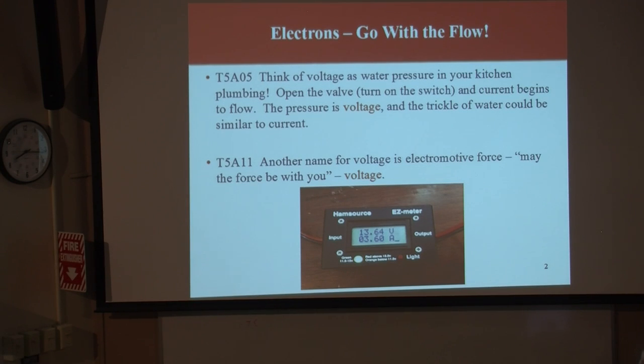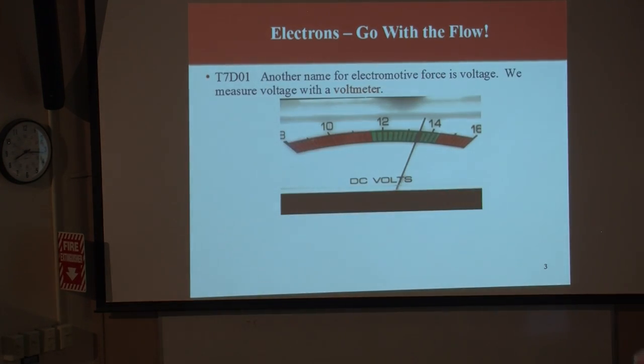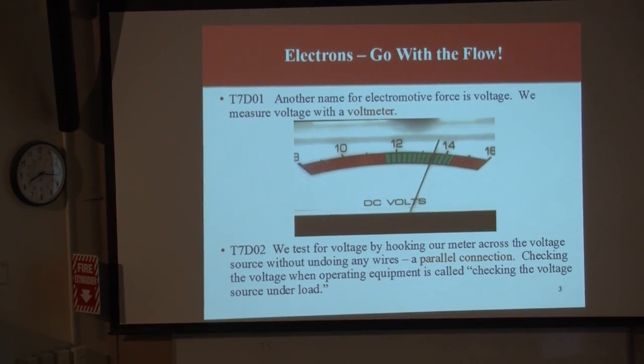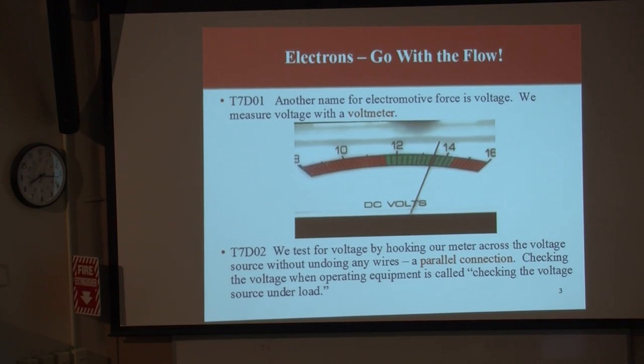All right, so another name for electromotive force is voltage. We measure voltage with a voltmeter. We test for voltage by hooking up the meter across the source without undoing any wires. It's called a parallel connection. That's where it goes on the positive and negative, and your positive and negative are still going to your equipment. Checking the voltage when operating equipment is called checking voltage source under load.